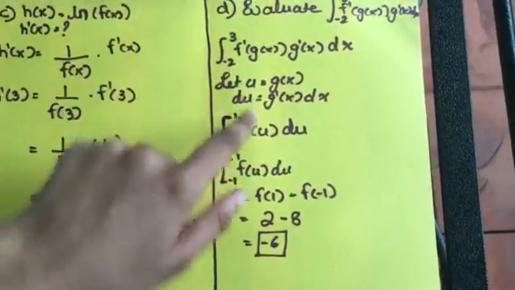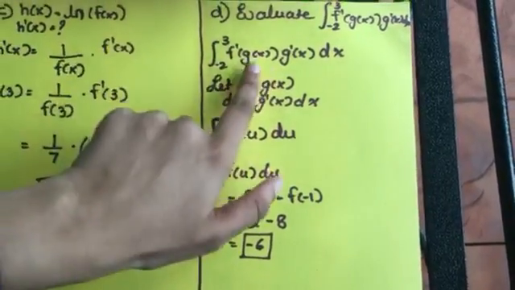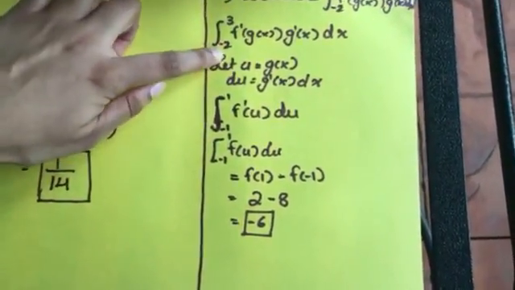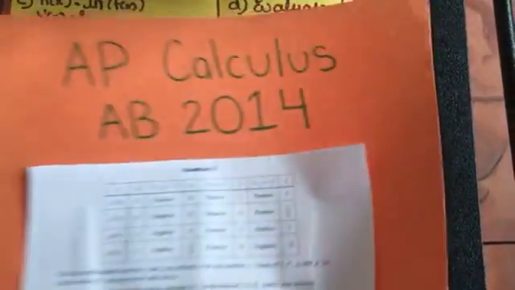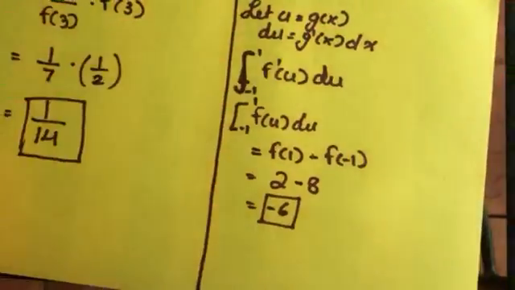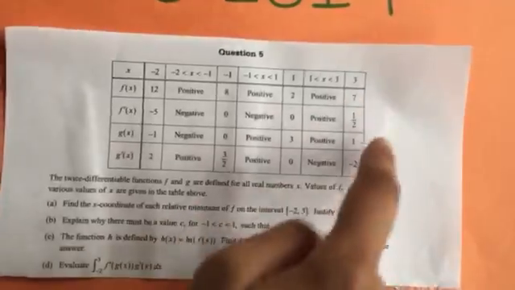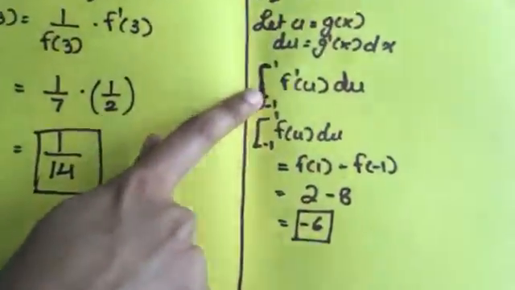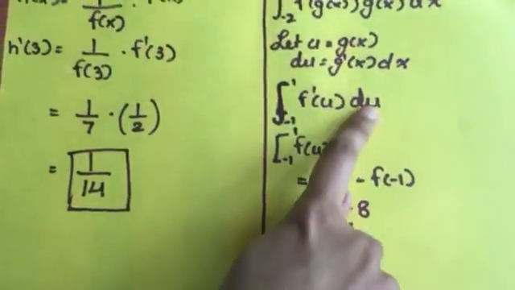And you have to change your upper and lower bounds, because if you don't, then you're still solving for x and not u. So you plug in -2 here, and you go to your chart, and you see g of -2 is -1. For the upper bound you plug in 3, and from the chart you can see g of 3 is 1. So your bounds are changed to -1 to 1. So you have the integral from -1 to 1 of f prime of u du.